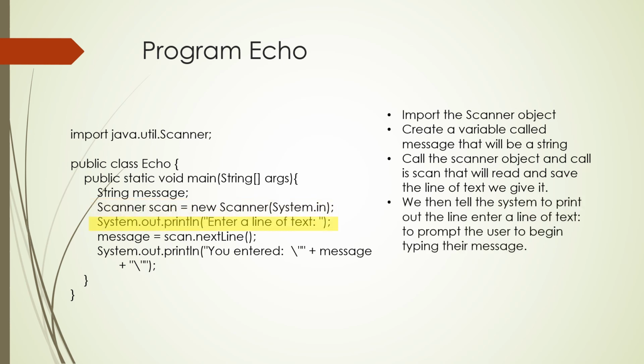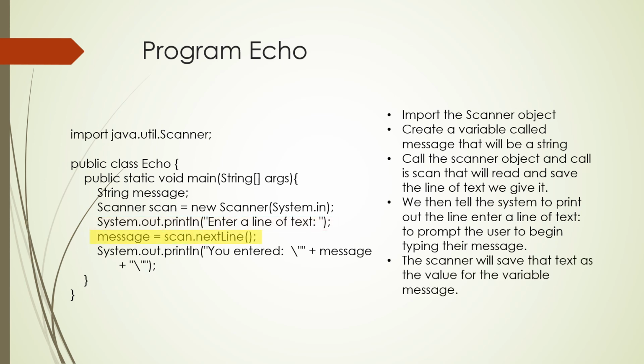We then prompt Java to display a prompt question for the user using println, because we want Java to go and read the next line of code. Then we call the next method, where the user's input will now be stored as a value for the variable message, and Java will read the next line of instructions, which will display what the user typed in.